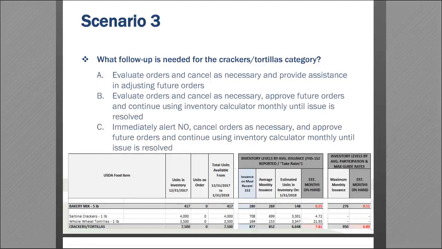So now let's move on to another scenario on excess and low inventory levels. In the example on this slide, what follow-up is needed for the crackers and tortillas category? Is it A, evaluate orders and cancel as necessary and provide assistance in adjusting future orders? B, evaluate orders and cancel as necessary, approve future orders, and continue using inventory calculator monthly until issue is resolved? Or C, immediately alert the national office, cancel orders as necessary, approve future orders, and continue using the inventory calculator monthly until the issue is resolved?